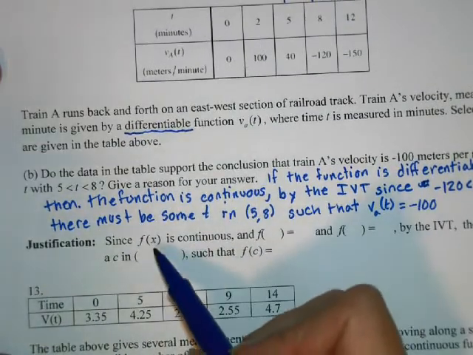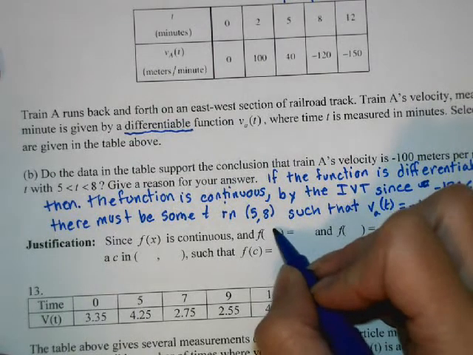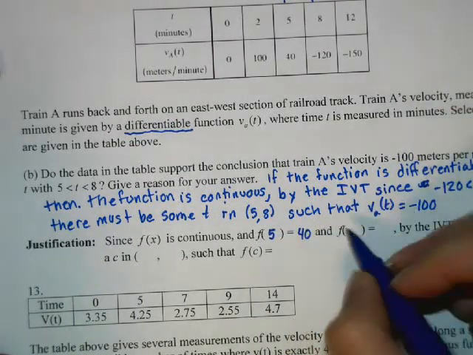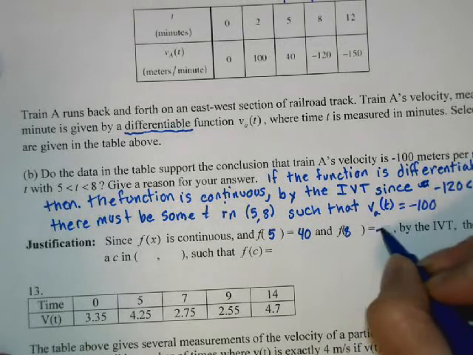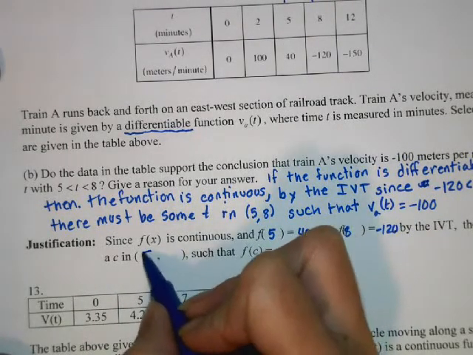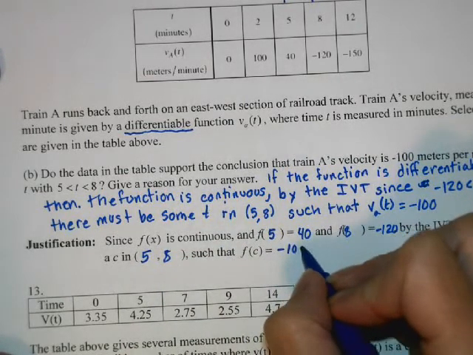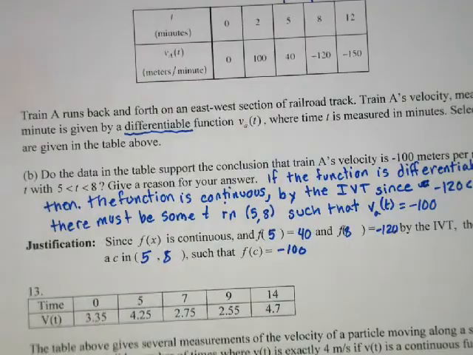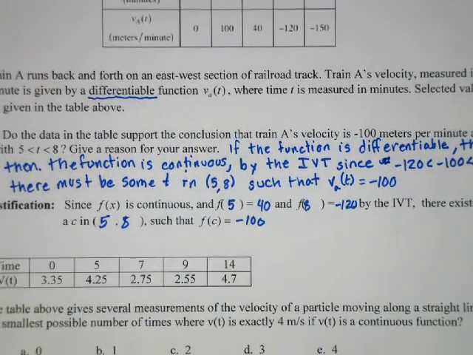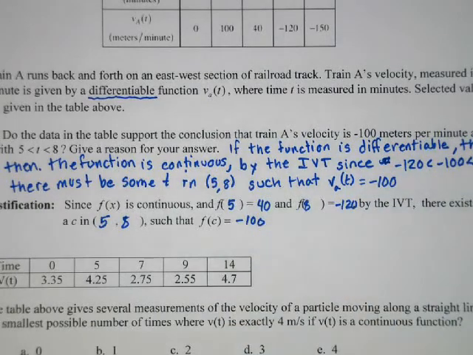So since f of x is continuous and f of 5 is 40 and f of 8 is -120, by the intermediate value theorem, there exists a number c between 5 and 8 such that f of c is negative 100. So as long as you're saying it's continuous and you give the function values, then we're good.